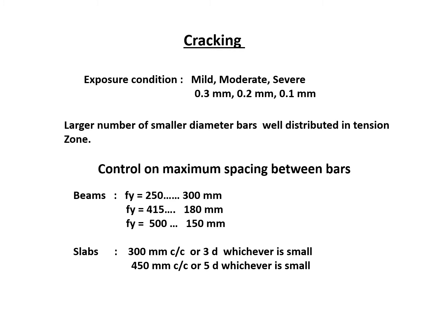Similarly for slabs, the spacing of the main bars should be lesser of 300 or 3 times the effective depth, and for distribution bars it should be lesser of 450 or 5 times the effective depth of the slab. See, this is an easy way for design. You adopt these norms and you don't have to check for cracking. It's automatically satisfied.